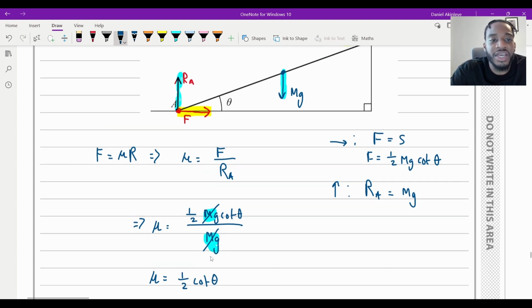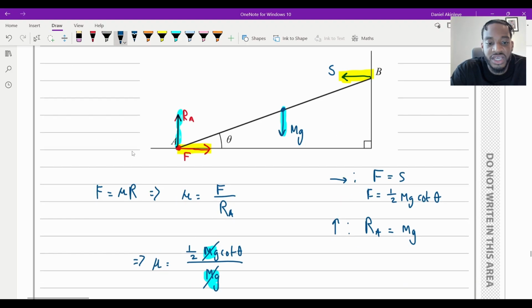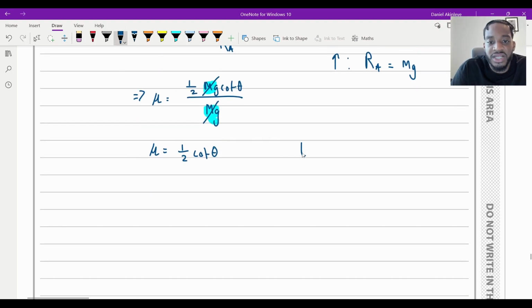Right? Now, remember, they told us that given that tan theta is 3/4, right? They've told us that tan theta is 3/4. So we could say that tan theta is equal to 3/4.